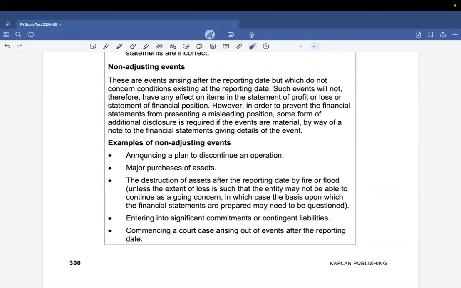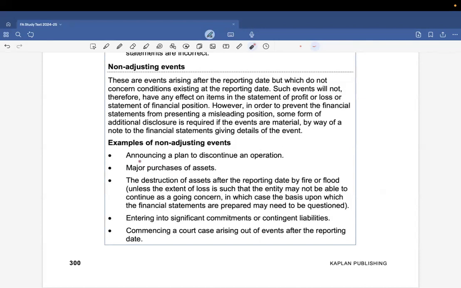Now, the examples of non-existing events that could be tested in your exam could be a theory question, or it could be an MCQ. They would specify a certain situation where something happened, and you have to decide whether or not it is an existing or non-existing event. Understood? Okay. Now, examples of non-existing events.